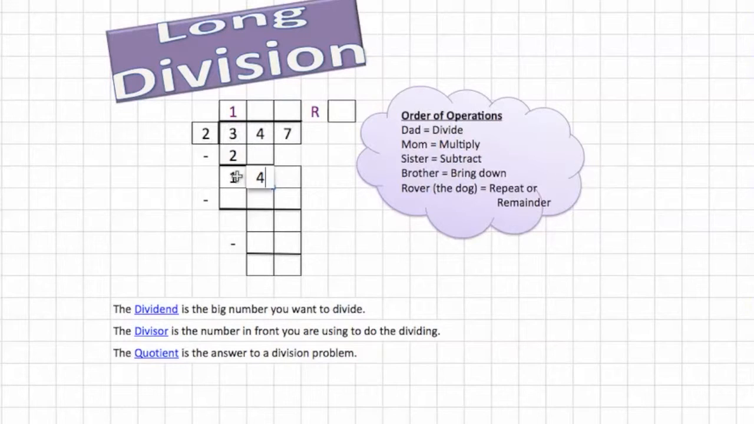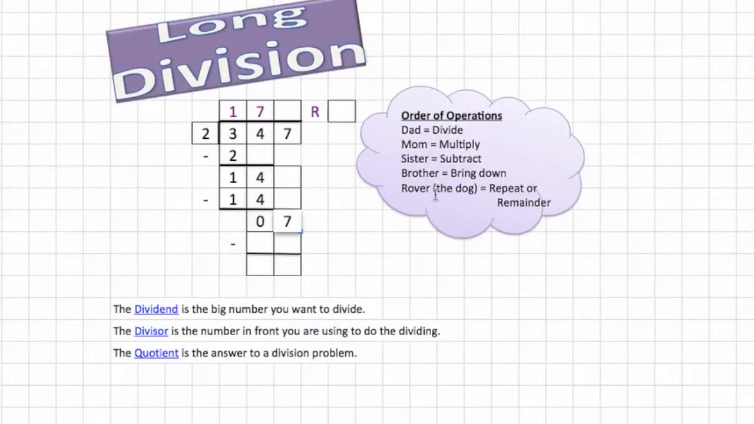We just ask ourselves, well, what's 14 divided by 2? How many 2's will fit into 14? Of course, 7 2's will fit. So 7 times 2, this is mom, next step. 7 times 2 is 14. It's also important to remember that when you're filling these out, only 1 digit per box. Next step, sister, subtract. 14 minus 14, of course, is 0. Next step, brother, bring down the 7 all the way down to where the last number was written.